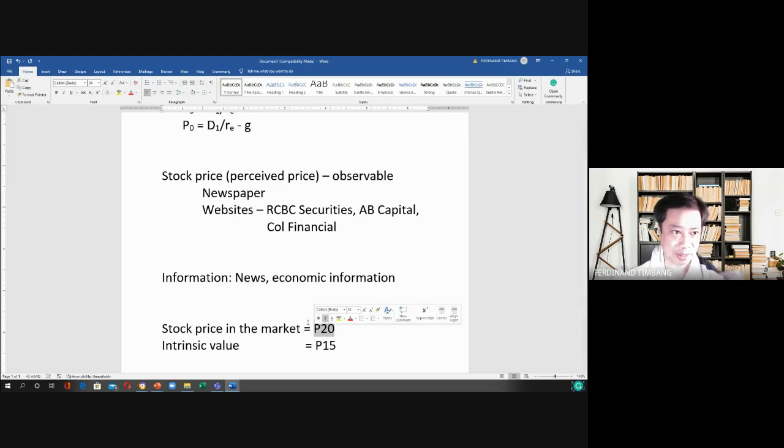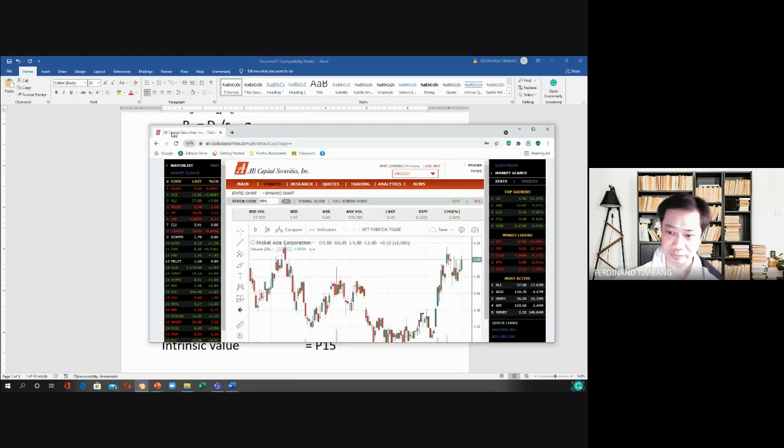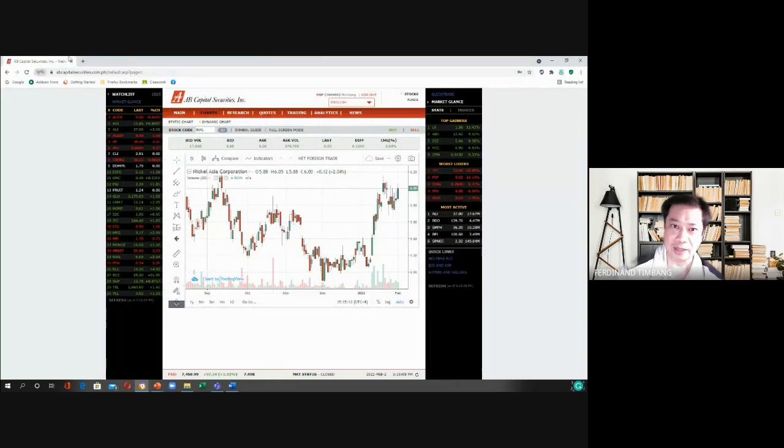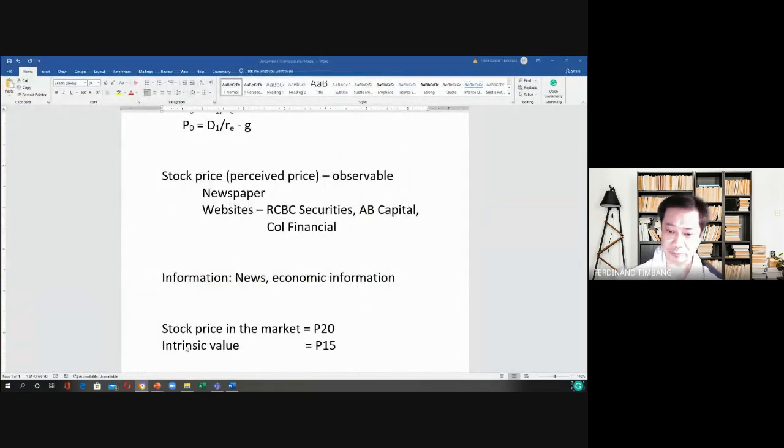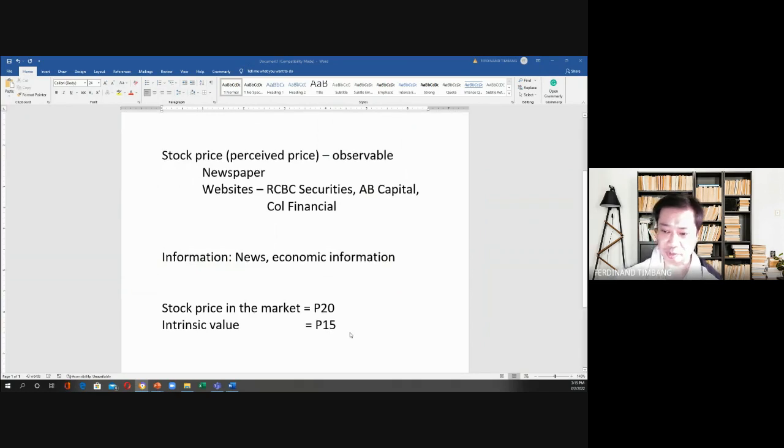Now, based dun sa pinakita ko sa inyo. So let's say ganyan. So based on that, the price of the stock is at 20. Pero based on your computation, it is only 15. So ano ibig sabihin nun? So it means that the price is overvalued. So overvalued siya kasi ang price sa stock market 20, pero based sa computation mo 15. So overvalued siya. So this time you will make a decision if you will buy or not the stock.